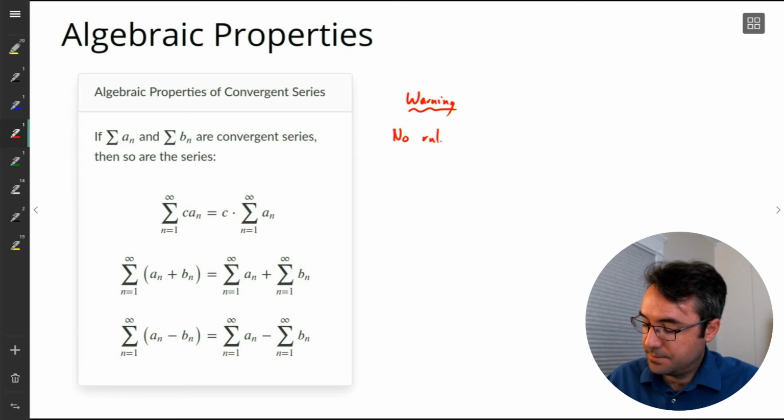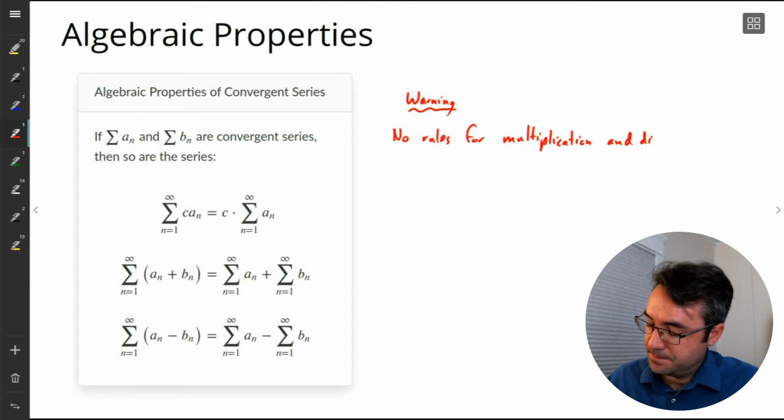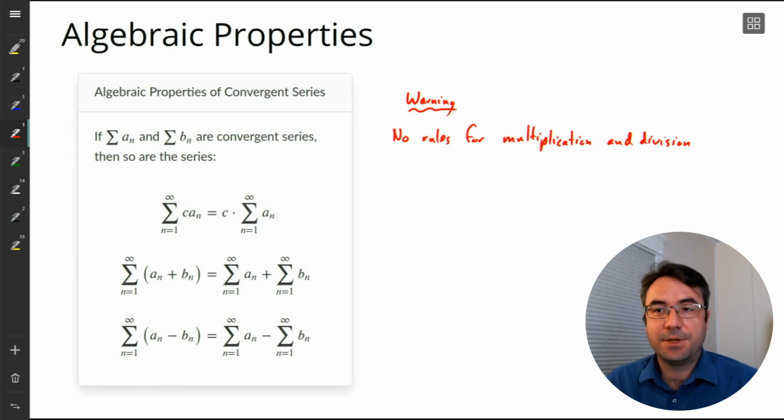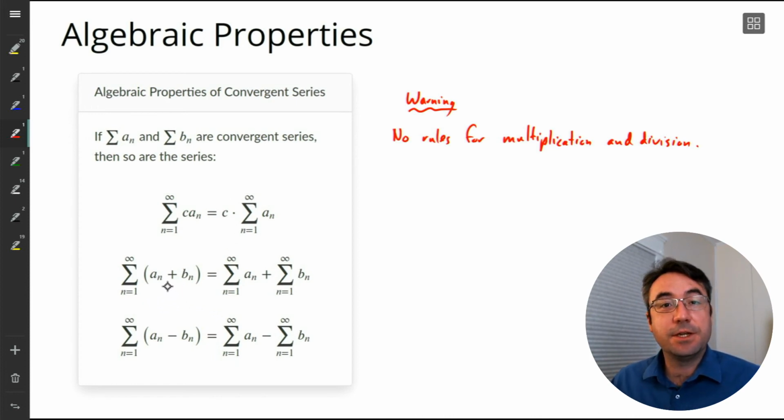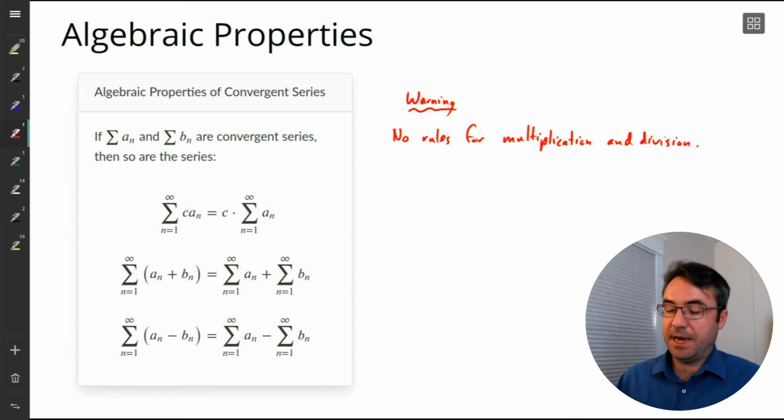So no rules for multiplication and division. You might find it tempting to say, oh, let's just take two series and multiply them together. That's not what these rules are saying. They only work for addition, subtraction, and constant multiplication. So just a little warning there. All right, let's see how we use these.